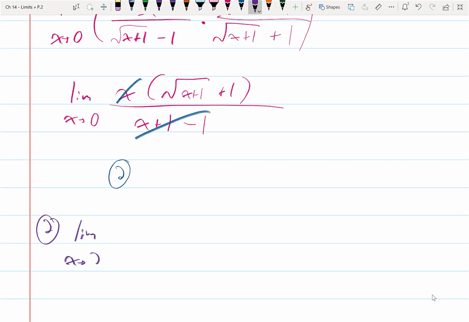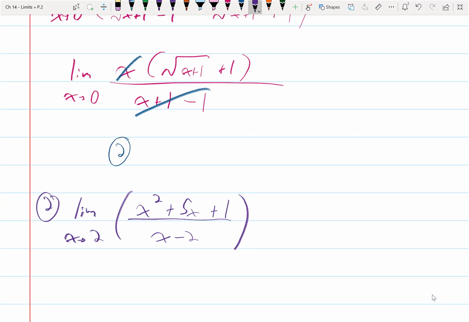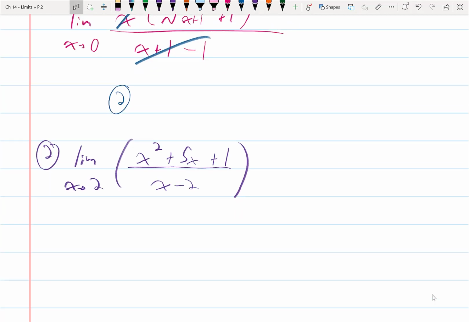Limit as x approaches 2 of x squared plus 5x plus 1 over x minus 2. I'm going to use this problem to accomplish a couple of things. First of all, when you plug it in, what do you notice? You get what? Yeah, you get something that is not 0 divided by 0, right? So we're going to get a version of undefined.